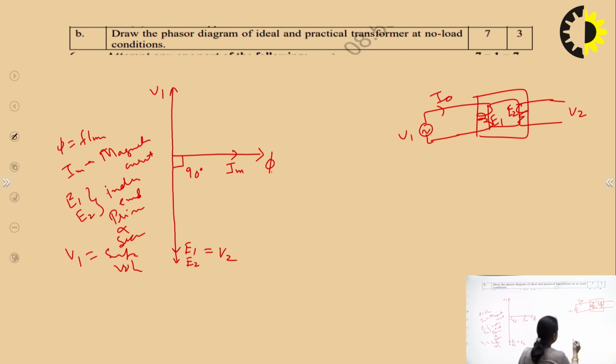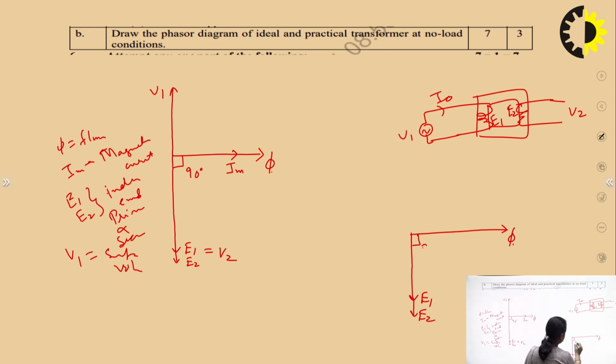So again we will take the reference phi, right? And we will now draw. Now we know the relation of E1 and E2 with phi. It is lagging phi by 90 degrees. So we will draw E1 and E2 here, showing it is lagging by 90 degrees. We know that V1 will be in the opposite direction, right?